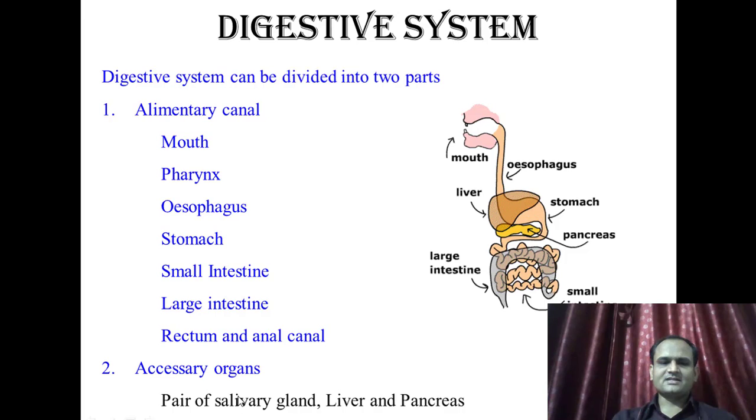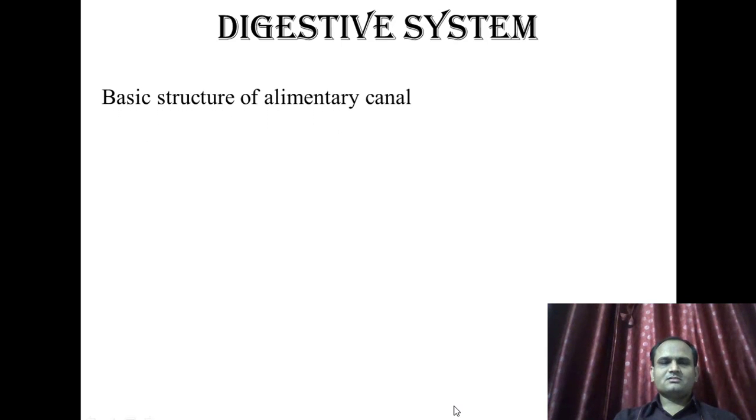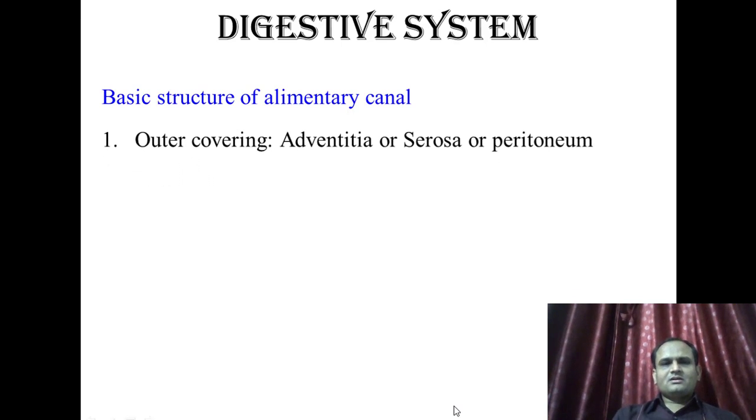That's why it is said accessory organs: pairs of salivary glands, liver, pancreas. Let us start today's part of our discussion, the basic structure of the alimentary canal. As far as the alimentary canal is considered, it is made up of 4 layers.